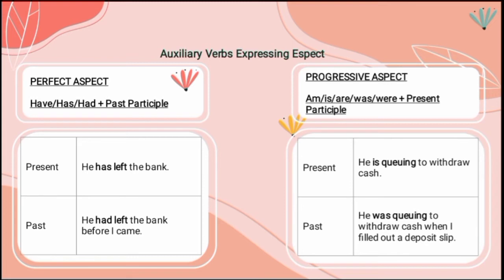The last is example of auxiliary verbs expressing aspect. There are two kinds of auxiliary verbs expressing aspect. First, perfect aspect. Second, progressive aspect.